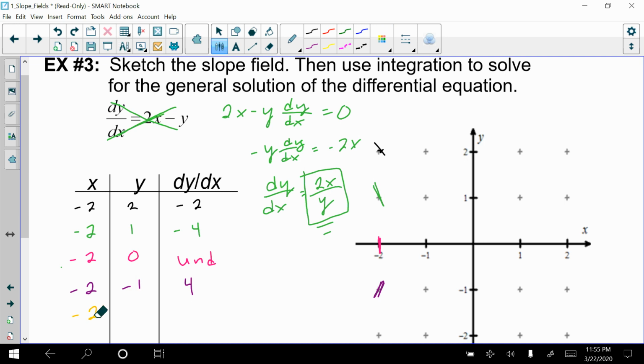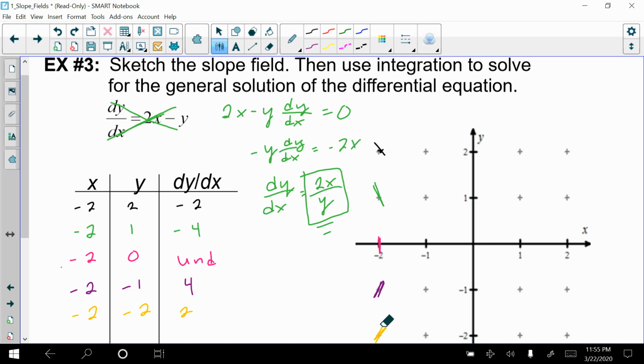Negative 2 and negative 2. Well, that would simplify to be negative 4 over negative 2, so that would simplify to be a positive 2. So we can't necessarily see that when x is a particular number, the slopes are going to be the same for all values of that x number, because the y value definitely has a role to play in determining the value of the slope.